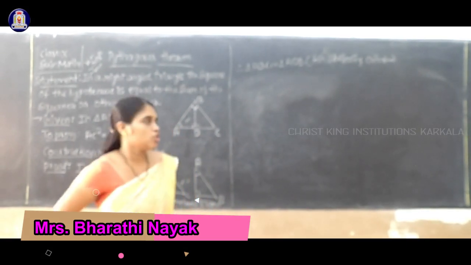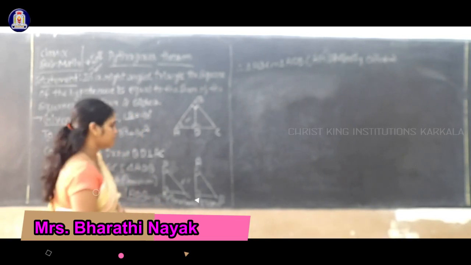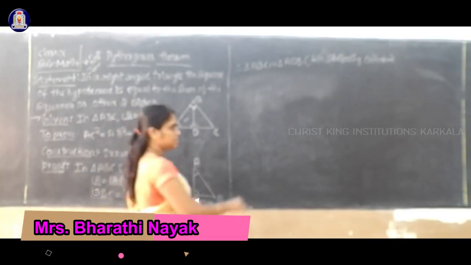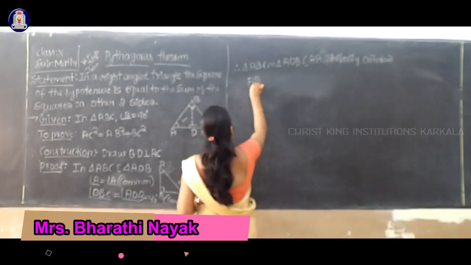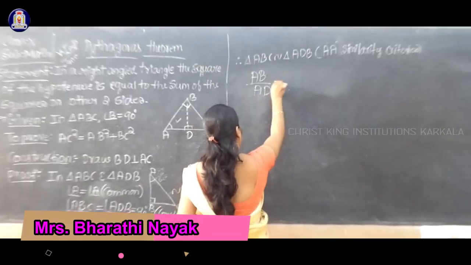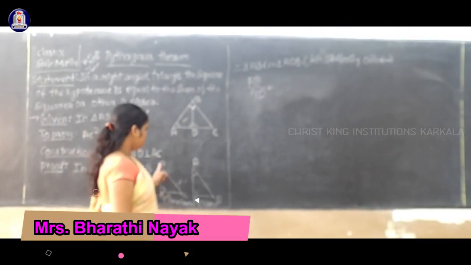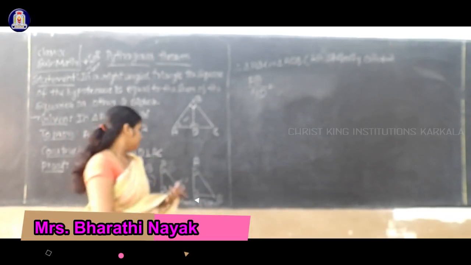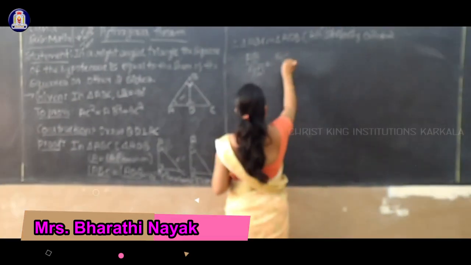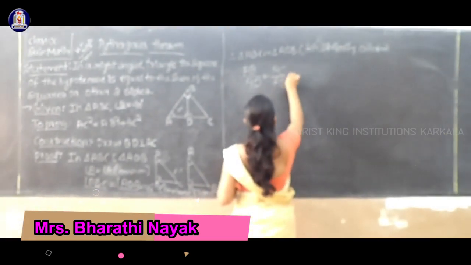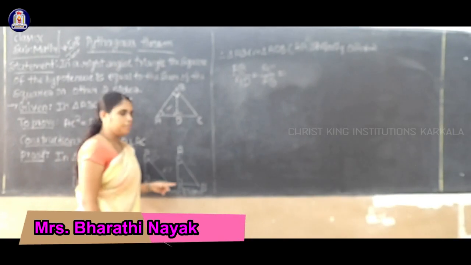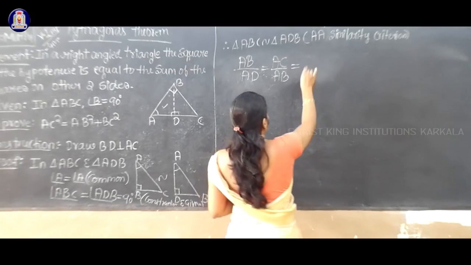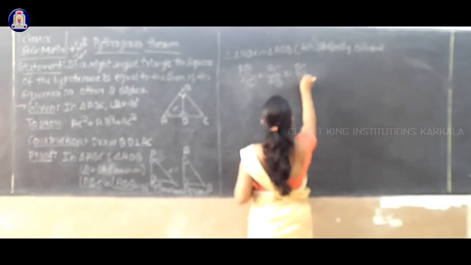Proportional, isn't it? So therefore I'll take the corresponding sides. For the side AB, what is your corresponding side? Your corresponding side is AD. So therefore AB by AD equal to, again for the side AC, what is your corresponding side? Your corresponding side is AB. So therefore AC by AB equal to, once again for the side BC, what is your corresponding side? Your corresponding side is DB. So therefore BC by DB.